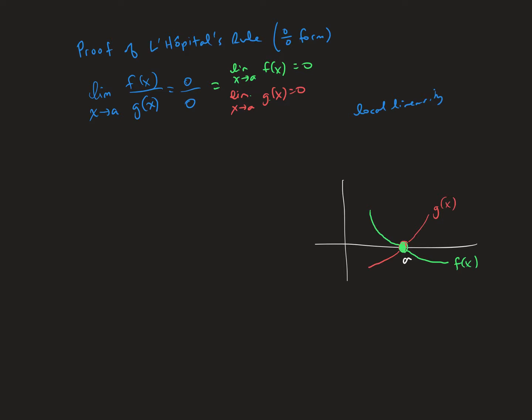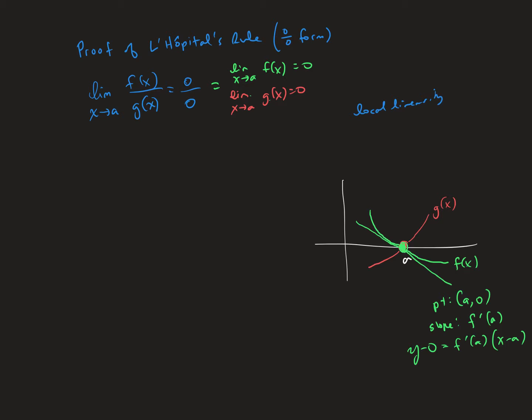So here I go. I'm going to start with f of x. So if I draw a tangent line at x equals a, I need a point and a slope to write the equation of that line. So my point is going to be a, comma, 0. And my slope I find by taking the derivative of f, which is f prime, and plugging in a. So if I wrote the equation of that tangent line, it will be y minus 0 equals f prime of a times x minus a.